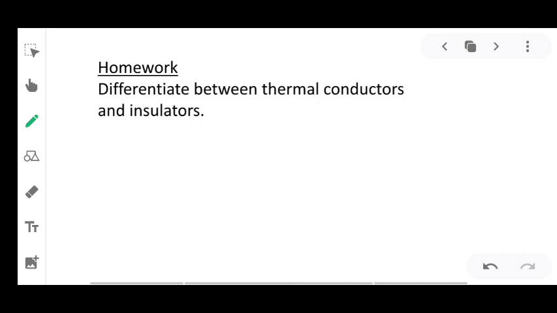Now today's homework: differentiate between thermal conductors and insulators.